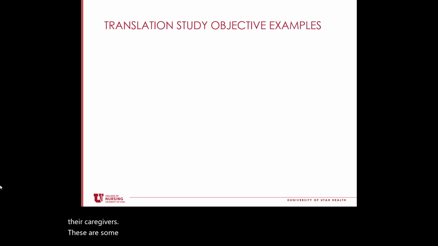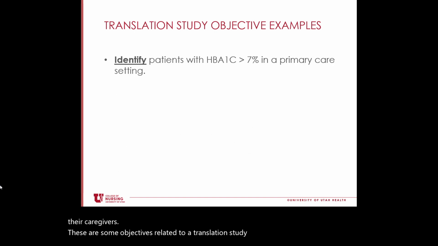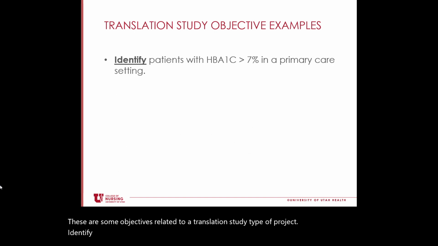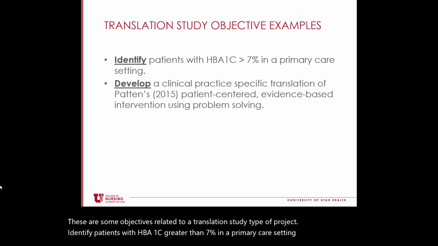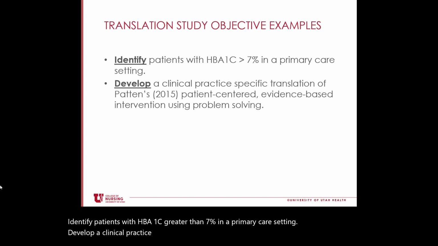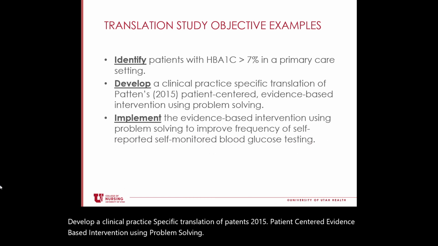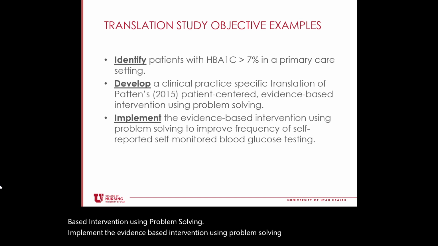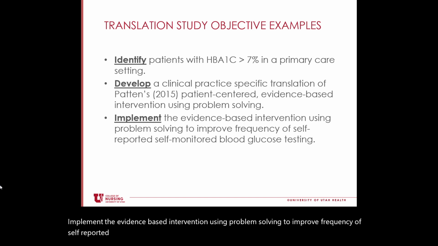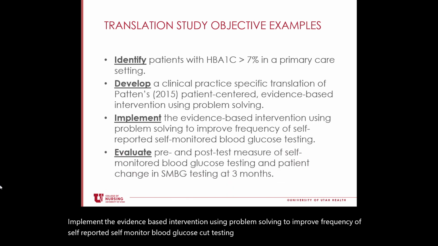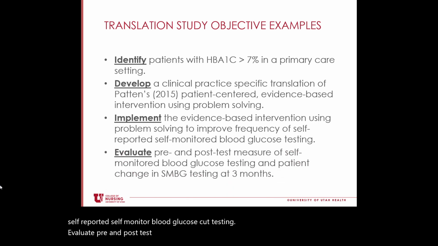These are some objectives related to a translation study type of project. Identify patients with HbA1c greater than 7% in a primary care setting. Develop a clinical practice specific translation of Patton's 2015 patient-centered evidence-based intervention using problem solving. Implement the evidence-based intervention using problem solving to improve frequency of self-reported, self-monitored blood glucose testing. Evaluate pre- and post-test measure of self-monitored blood glucose testing and patient change in blood glucose testing at 3 months.